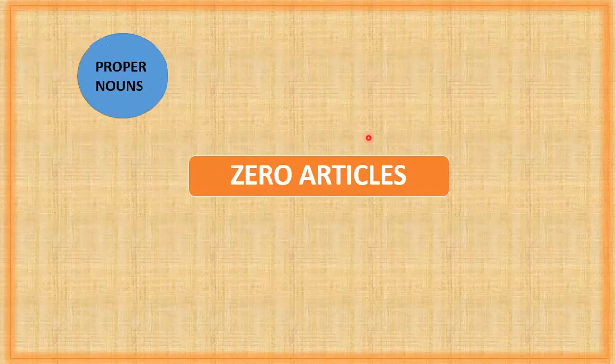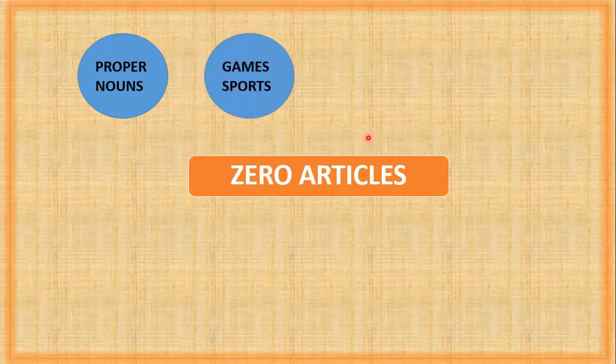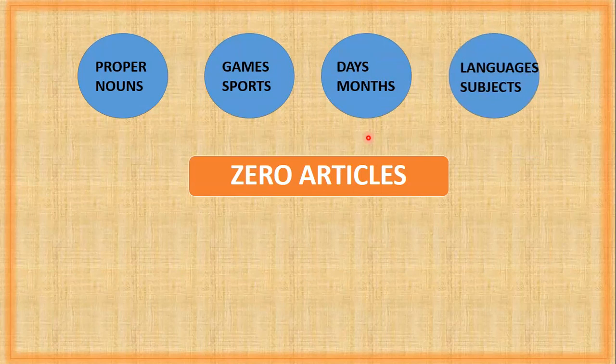Before proper nouns. For instance, in front of the name of a person, a country, a particular place, like no article before Raju, Nepal, Mechi, Asia. Before games and sports, cricket, football, kabaddi, you don't use an article. Before days and months, Sunday, Tuesday, January, Baisakh. Before languages and subjects, English, Hindi, biology, no articles.